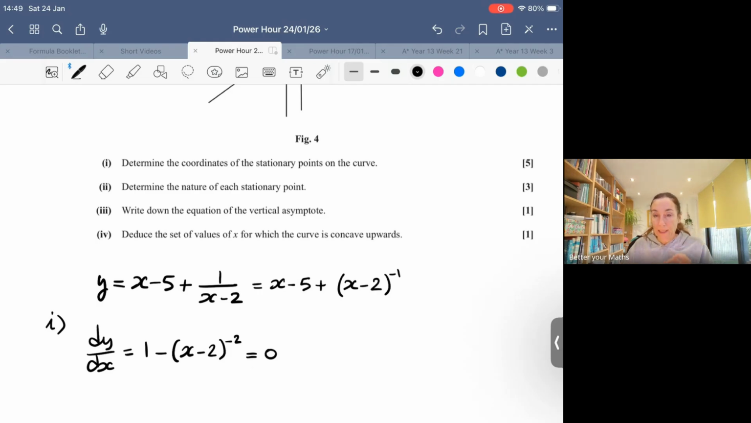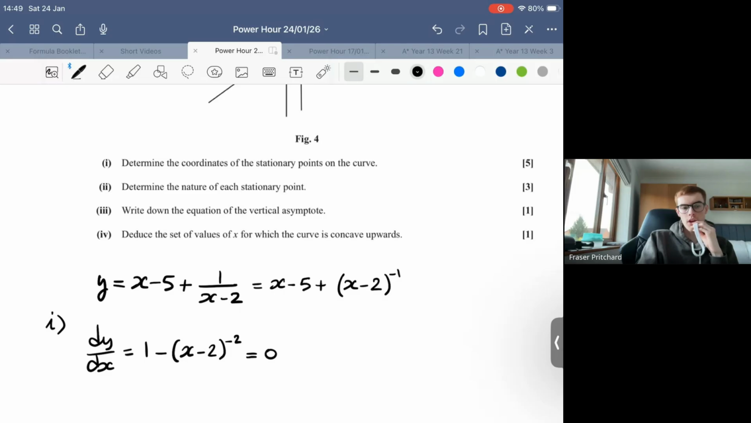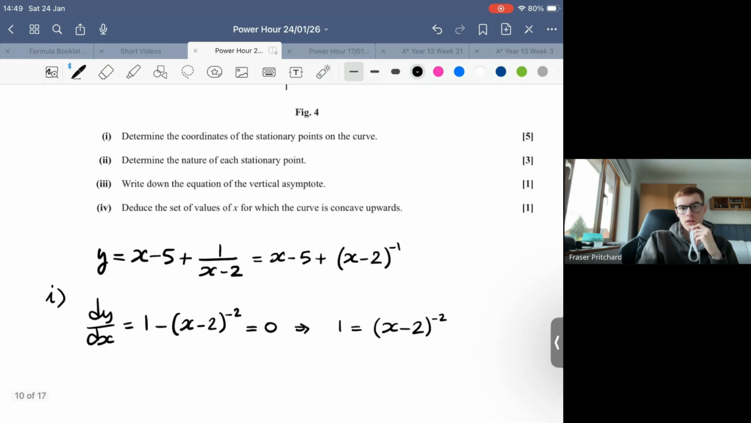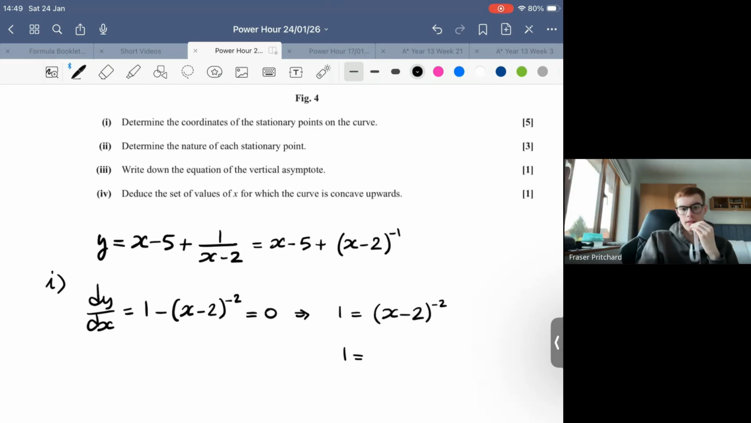And now I need to find x. How am I going to solve this equation? Who can tell me? Who remembers what I recommend you, Fraser, when you have something to the power of minus something and you have to solve the equation? I'd move it over to the right first. So I have 1 equals x minus 2 to the negative 2, and then put that onto the bottom of the fraction. Exactly.